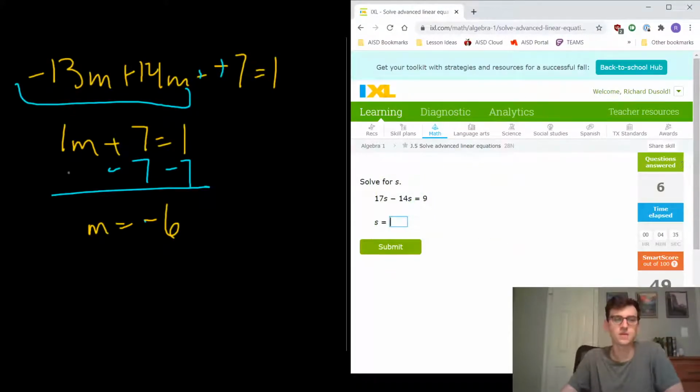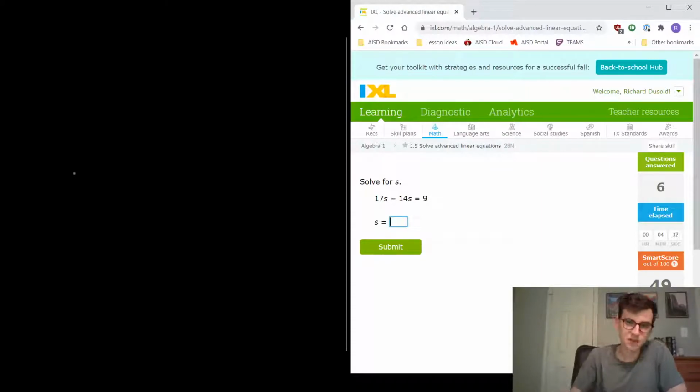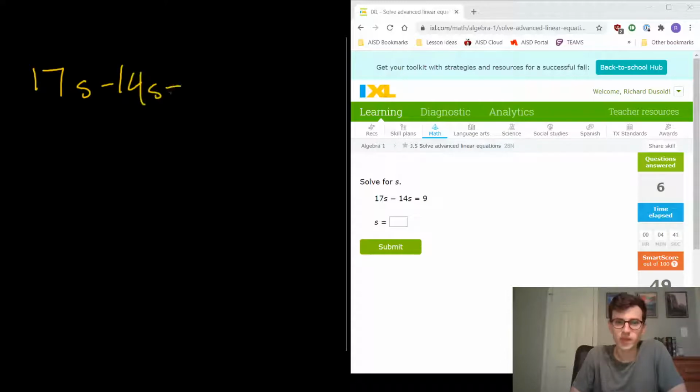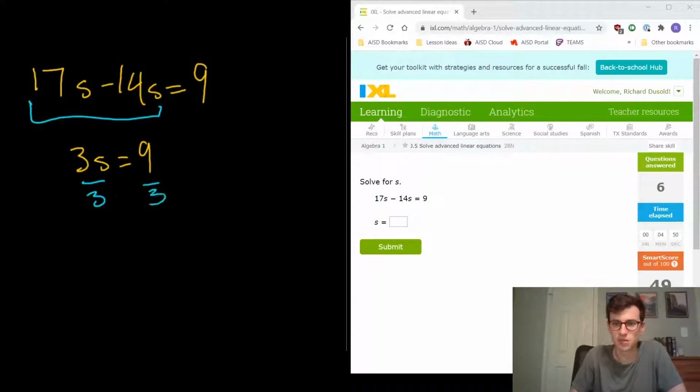Not too shabby. All right, 17s minus 14s equals 9. Oh, this should be easy peasy. Combine these like terms right here. That's 3s equals 9. Divide by 3 on both sides. So s equals 3.